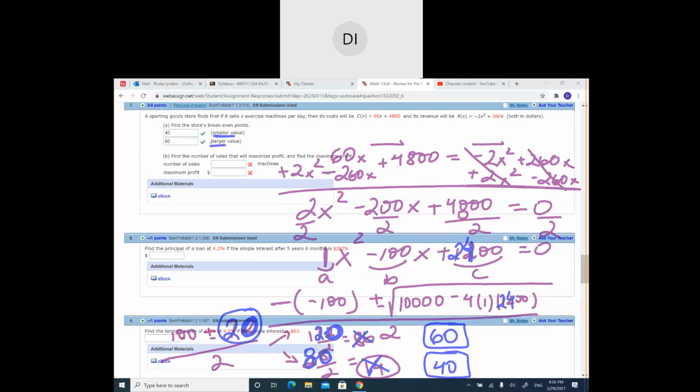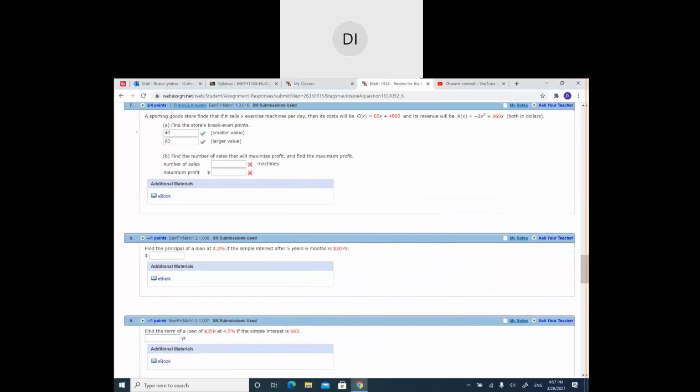You solve revenue equals cost. You move everything to the same side and then use the quadratic formula, use ABC, and then solve it. After you solve it, you get the break-even points. So these are the two break-even points. The next one, it has X's because I didn't submit the answers yet, but this is how you're going to do it if you have to find the maximum profit.